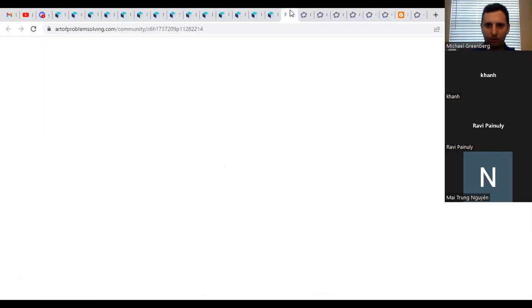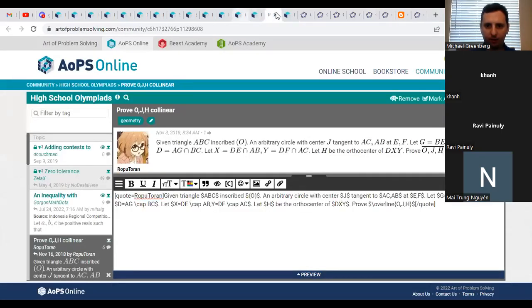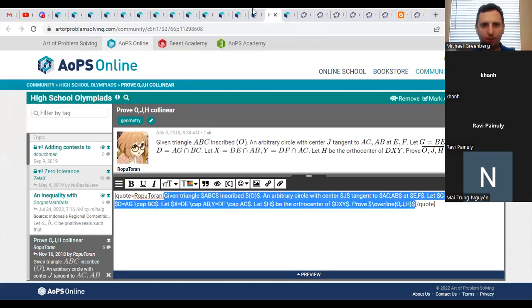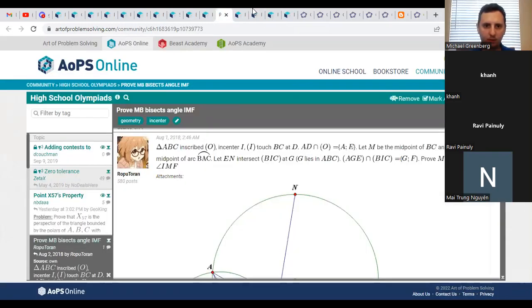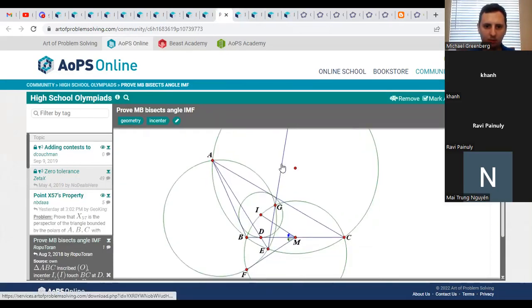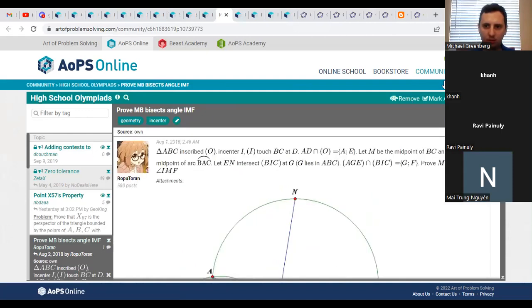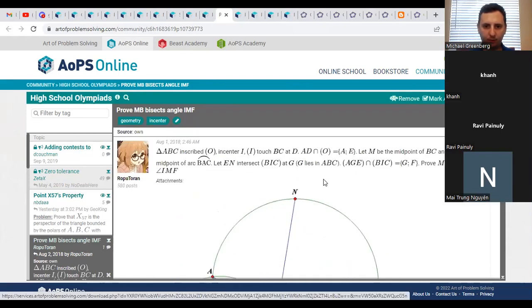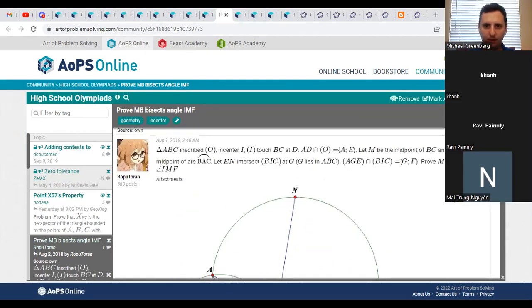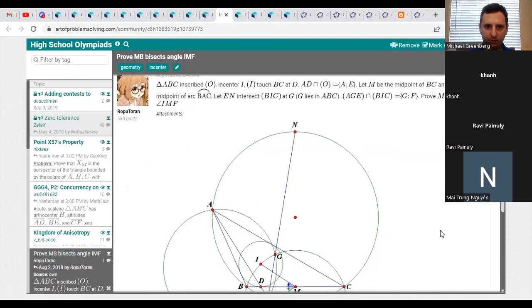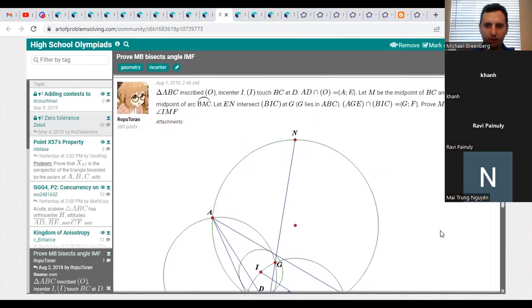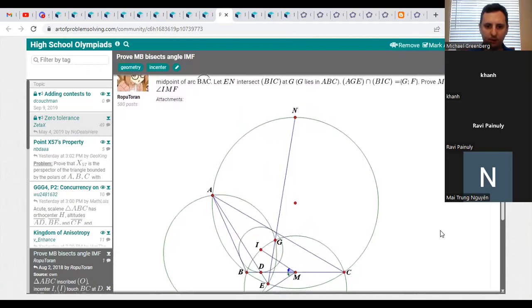So yeah, here are the problems that I was looking at. This one looks kind of interesting. I'm not sure if it's that hard. Let me just take a look through the rest. This one also looks kind of interesting. So ABC is inscribed in a circle center O, and D is the touch point, and then M is the midpoint of DC.